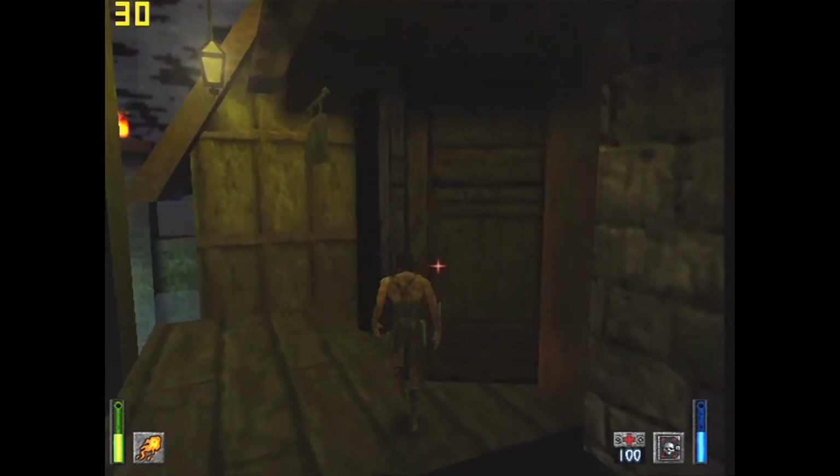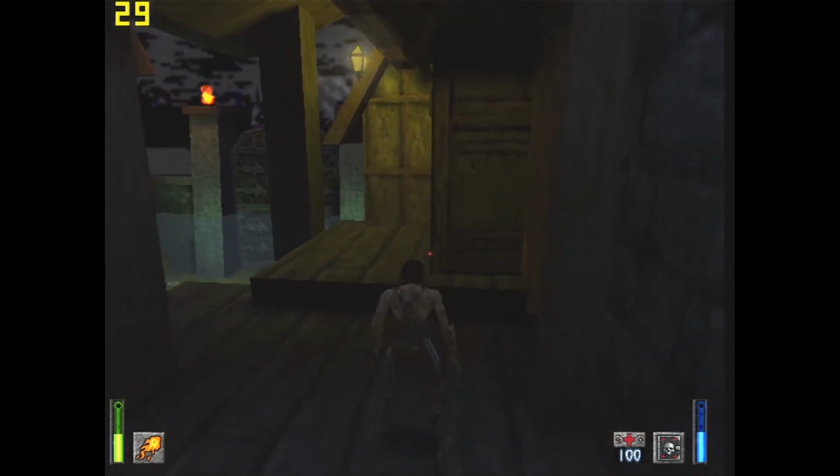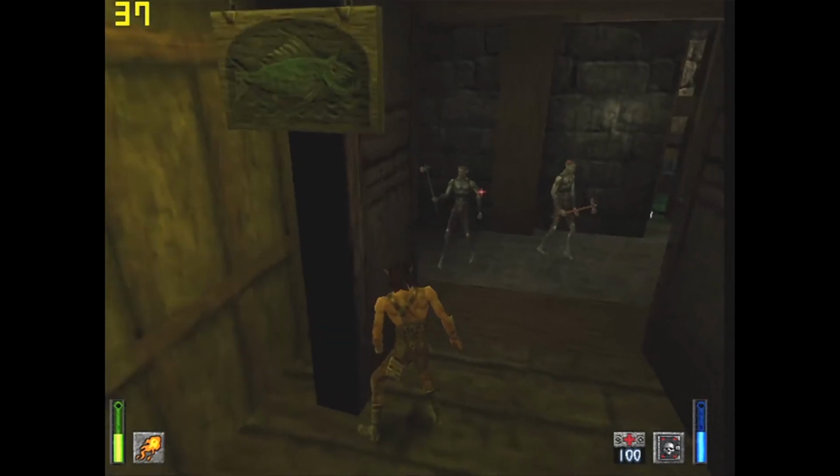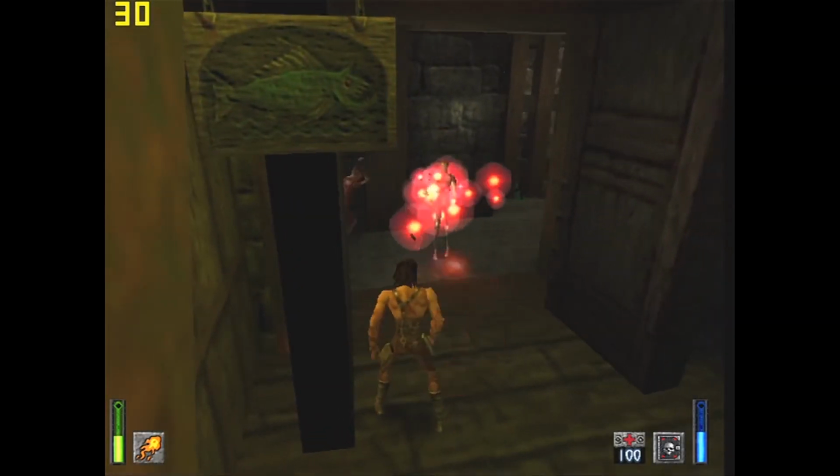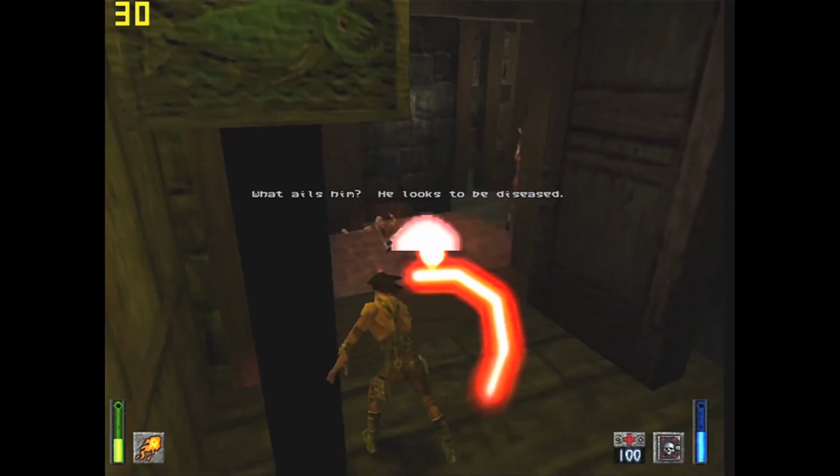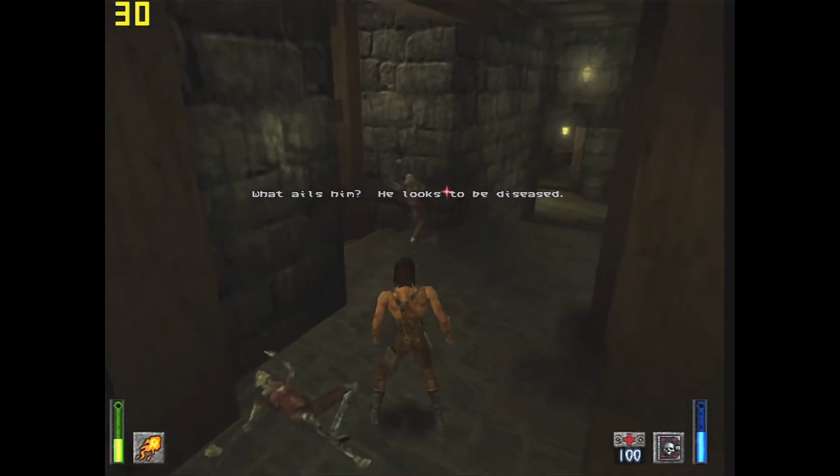For me, this was absolutely playable with no problems at all. Even the underwater sections only went as low as 30 frames a second. So this game at 640x480 with OpenGL is totally playable on this machine.